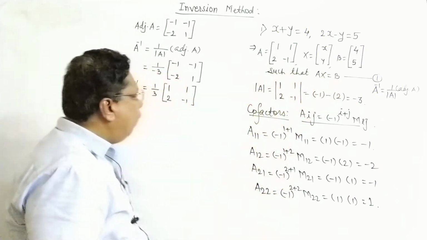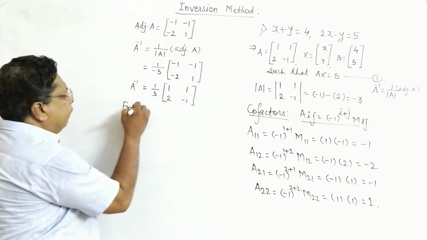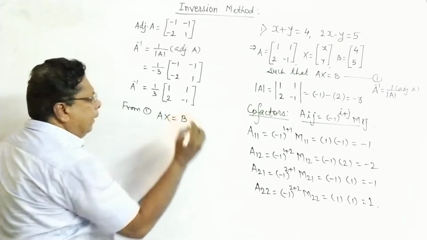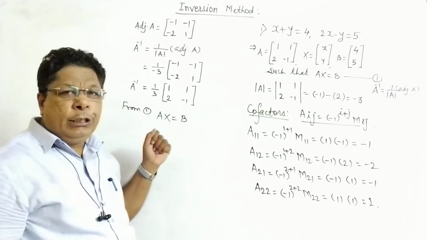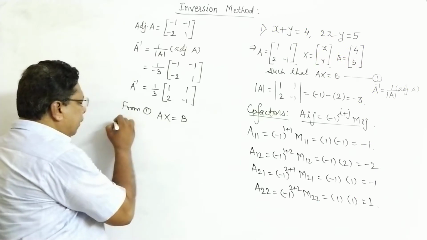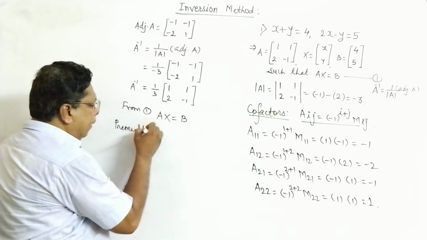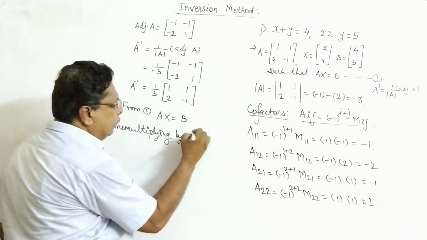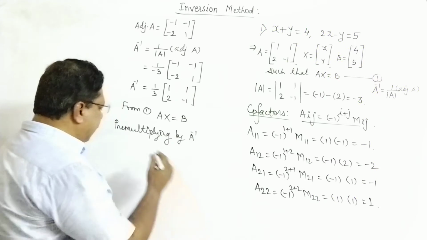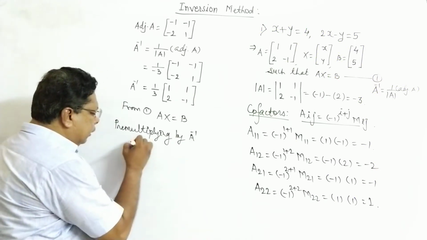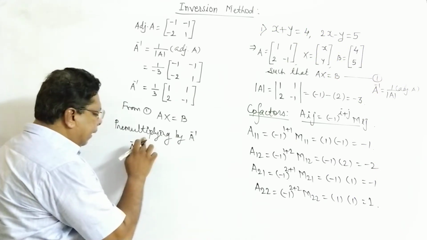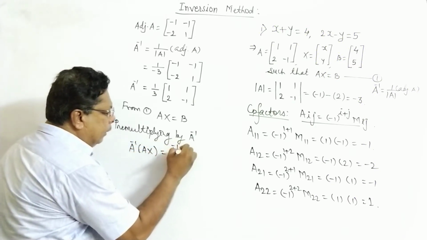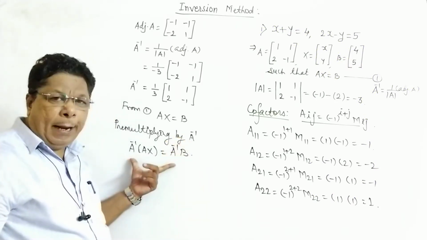equal to B. Now from equation 1, Ax is equal to B. Now multiply this equation by A inverse. A inverse से multiply कीजिए दोनों साइड. It becomes A inverse into Ax is equal to A inverse into B.